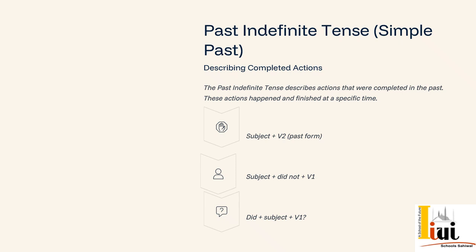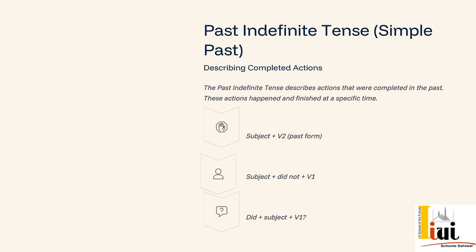The next sentence structure is of negative sentences. Subject plus did not plus first form of verb. Did is already the second form of verb, so we use the first form of verb. Negative tense is used to deny a completed action in the past. For example, I did not watch the movie.